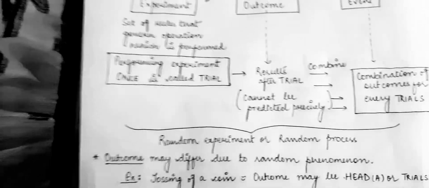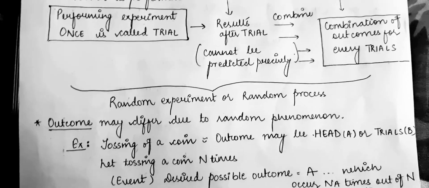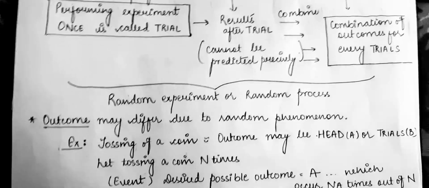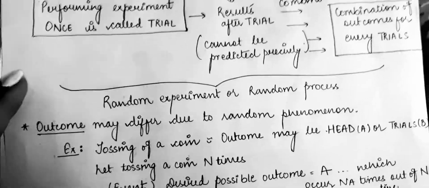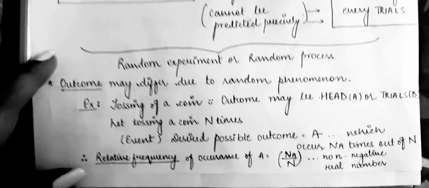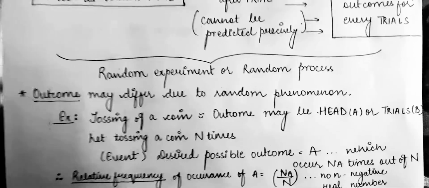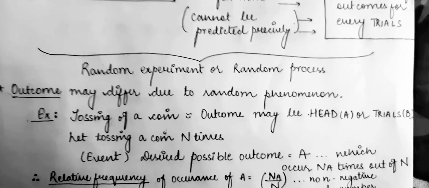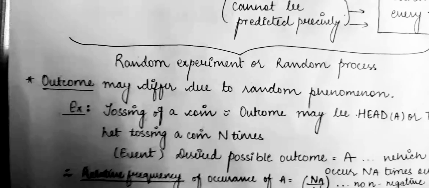The outcome may differ due to random phenomena. For example, if you toss a coin, the outcome may be a head or a tail. Let us suppose that we toss a coin n times. The desired possible outcome, head A, will occur Na times out of n. That is, the relative frequency of occurrence of A will be Na/n, the ratio of Na, the number of heads, and n, the total number of outcomes in the event. We also say it is a non-negative real number.